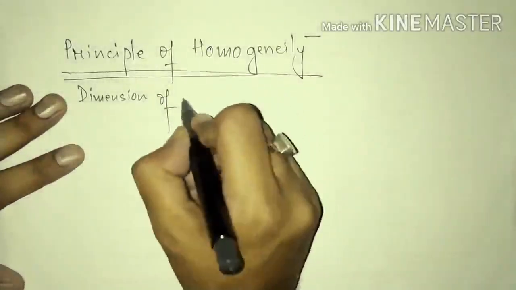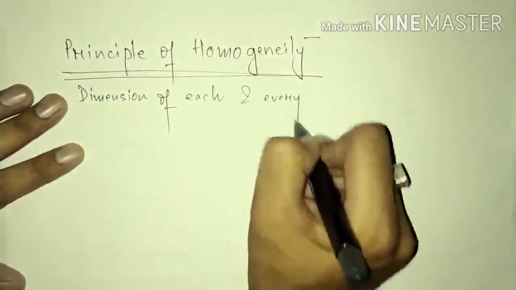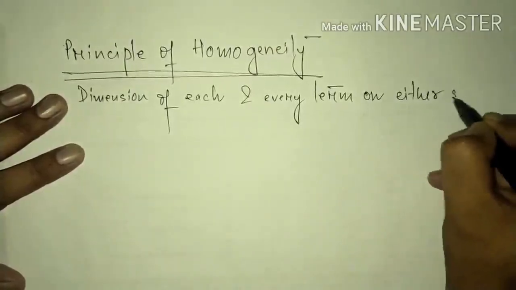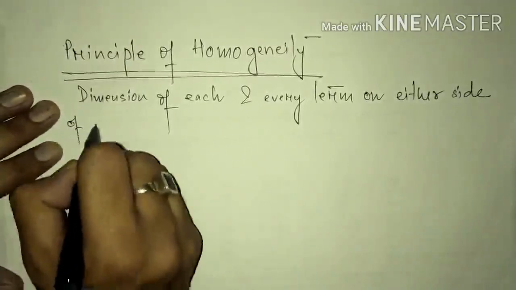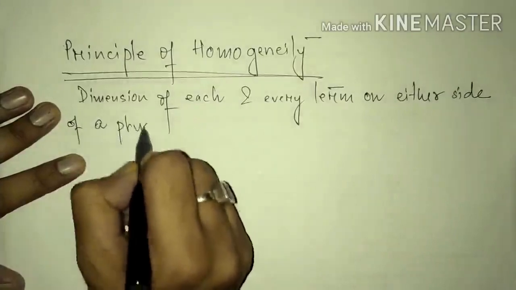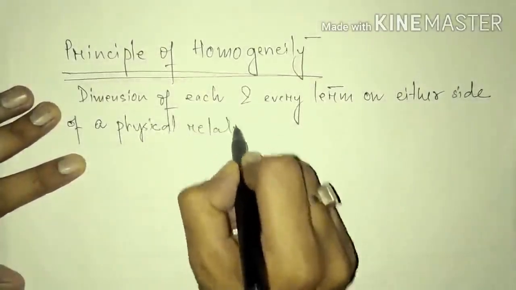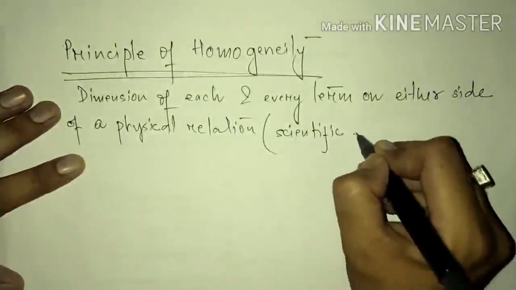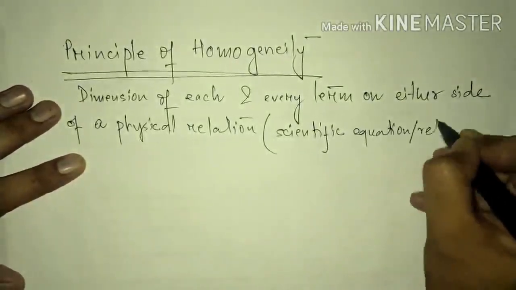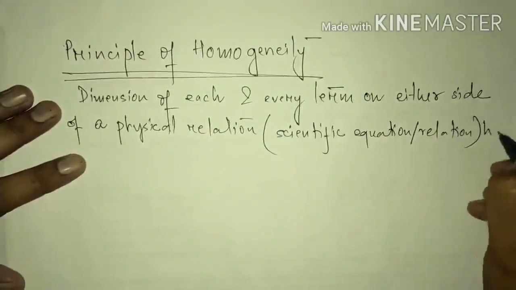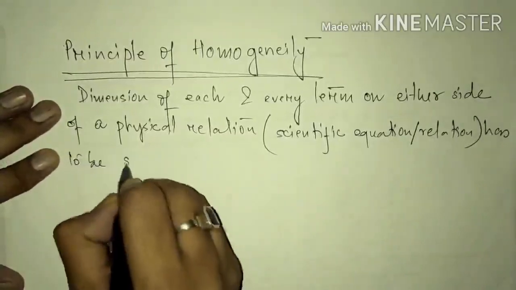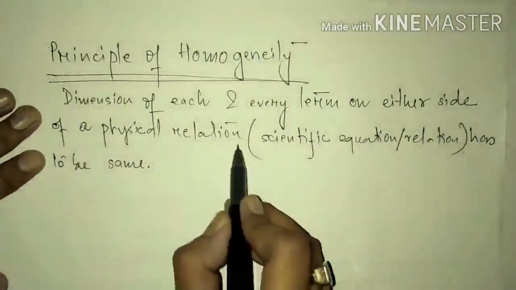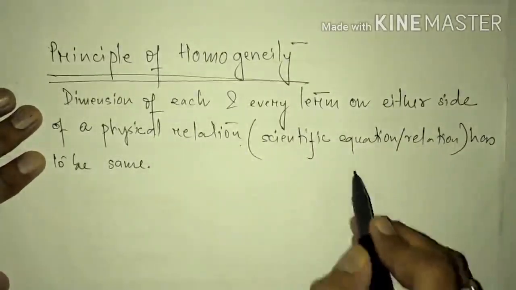each and every term on either side of a physical relation or scientific equation or relation has to be same. Principle of homogeneity says the dimension of each and every term on either side of a physical relation or on either side of a scientific relation or equation has to be same.